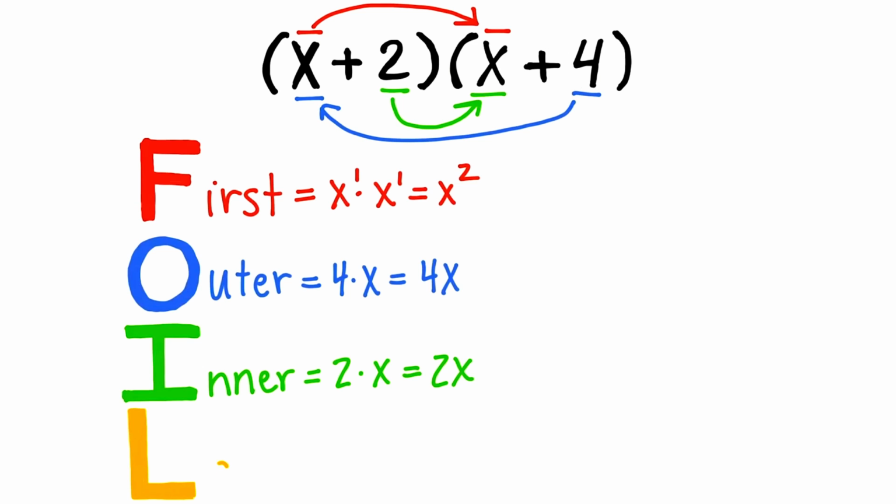The L stands for last. This means we're going to look at the last two terms in each factor, so the 2 and the 4. And we're going to multiply these together. 2 times 4 equals 8.